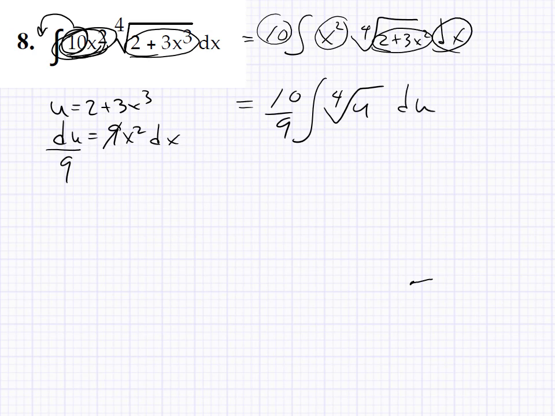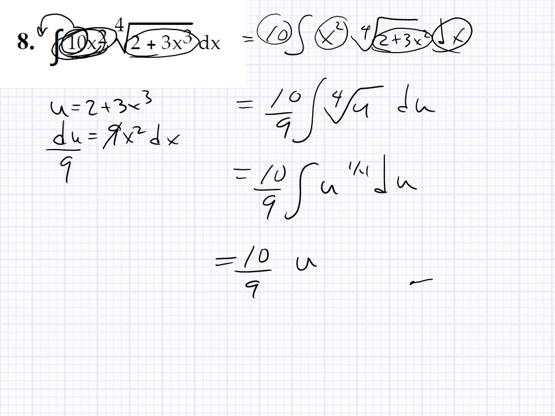Now fourth root is 1/4 power, so I'll write that as u to the 1/4 power du. And then I could just use power rule. So I get 10 over 9 u to the 5/4 divided by 5/4. Well, divided by a fraction, we've done this a bunch of times, you're going to flip and multiply.